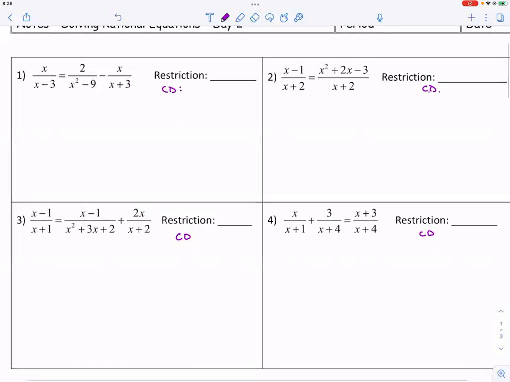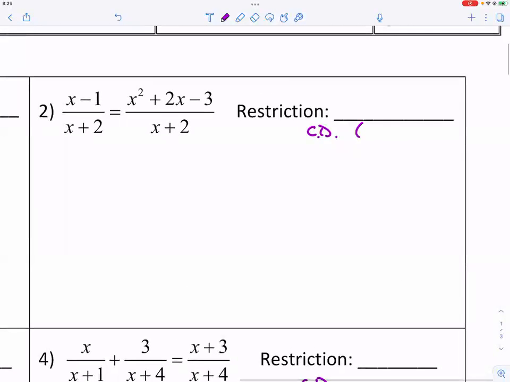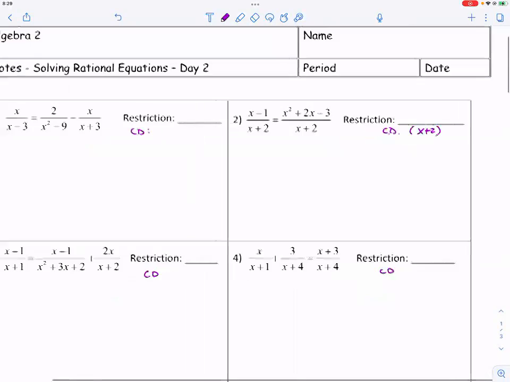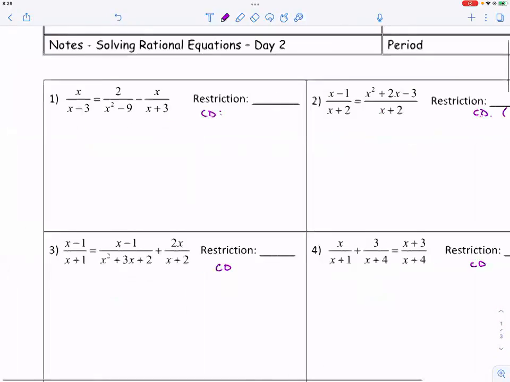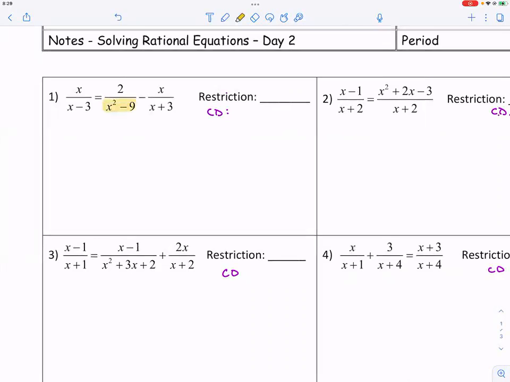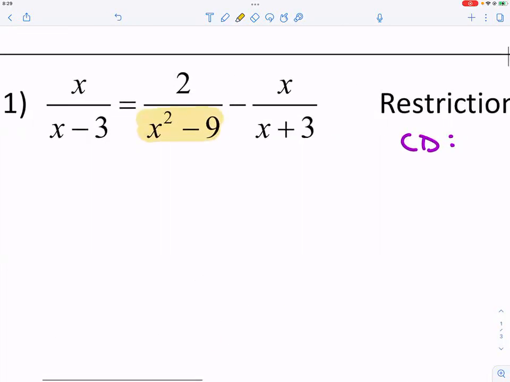Okay, so let's take a moment. I think out of these 4 questions, if you take a quick glance, the easiest common denominator to write out would be question number 2, because the common denominator is just x plus 2. Now, something you should be really aware of is that whenever you see something with a square, you should prompt yourself to consider factoring. So what is x squared minus 9? We write this as x plus 3 and x minus 3.